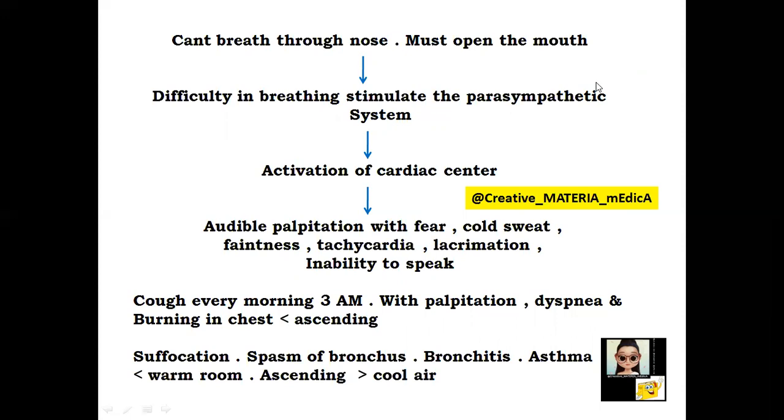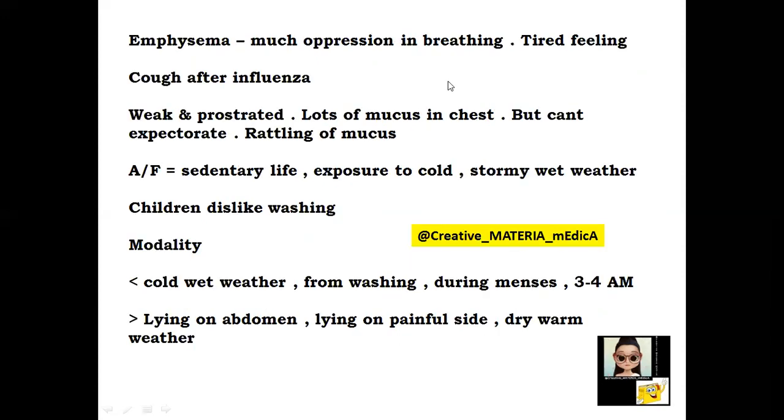Suffocation, spasm of the bronchus, bronchitis, asthma, which is aggravated in a warm room, on ascending, and better by cool air. Emphysema with much difficulty in breathing, tiredness, cough after influenza, weak and prostrated feeling. There is a lot of mucus in the chest, but the patient is unable to expectorate it out. So there is a rattling of the mucus. Ailments from sedentary life, exposure to cold, and stormy wet weather.